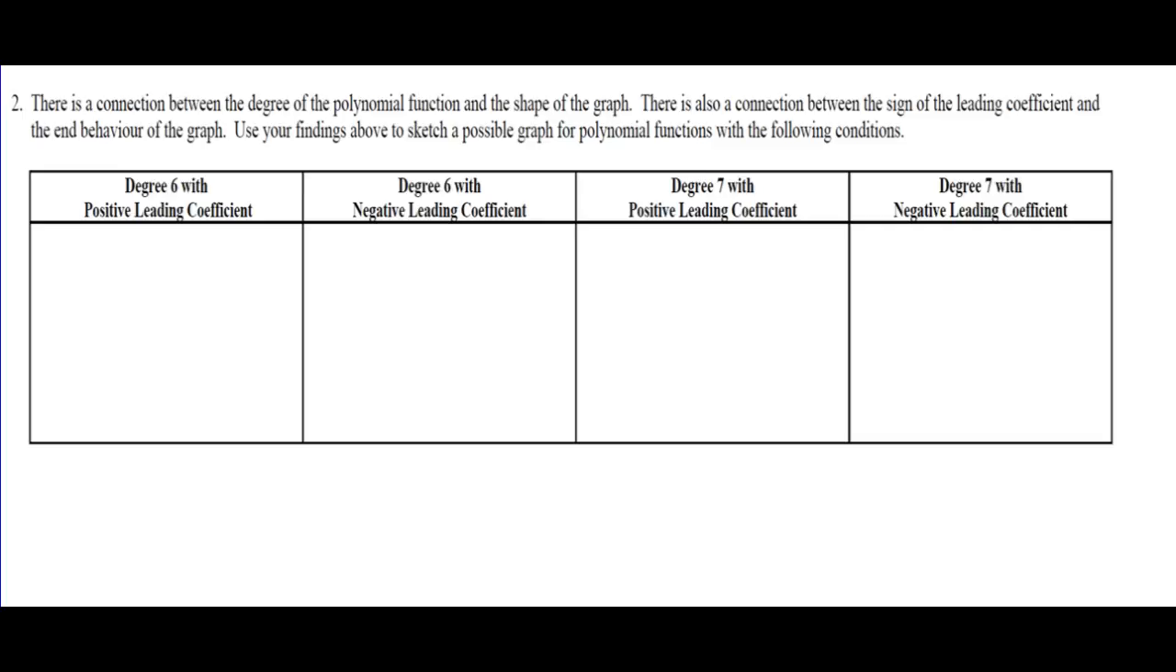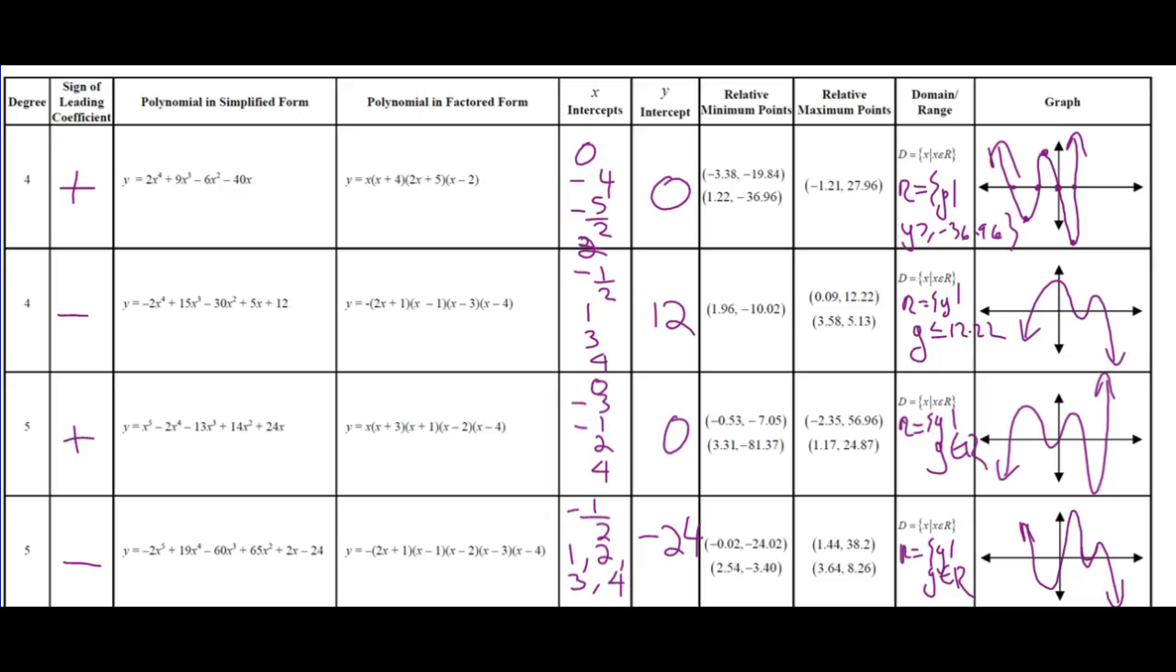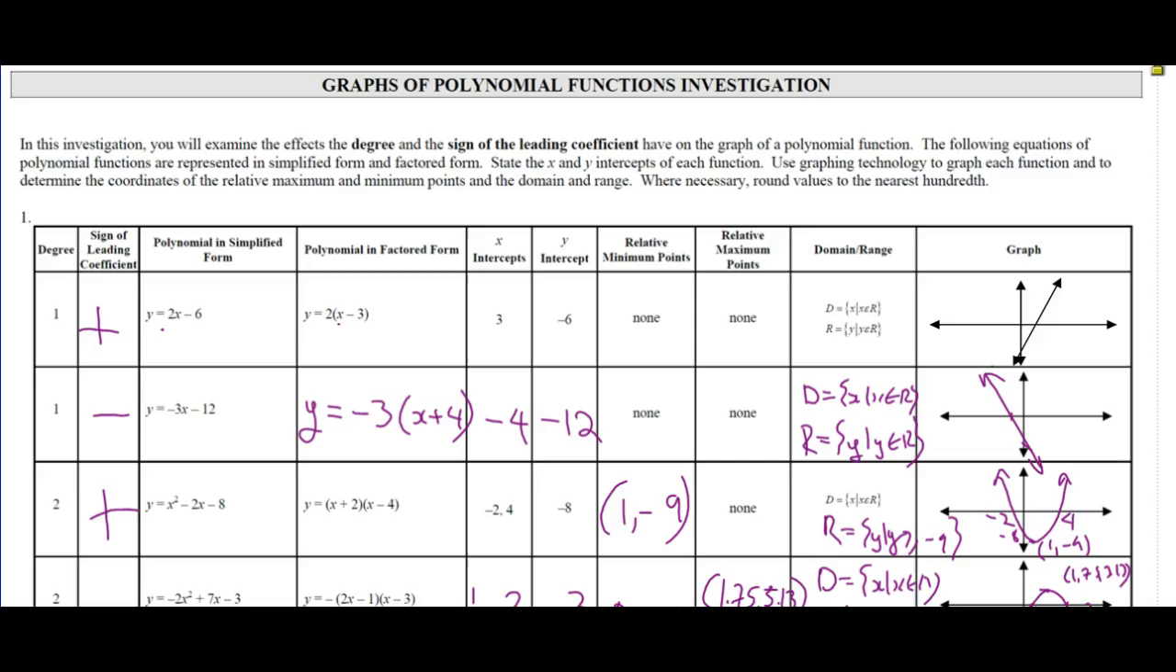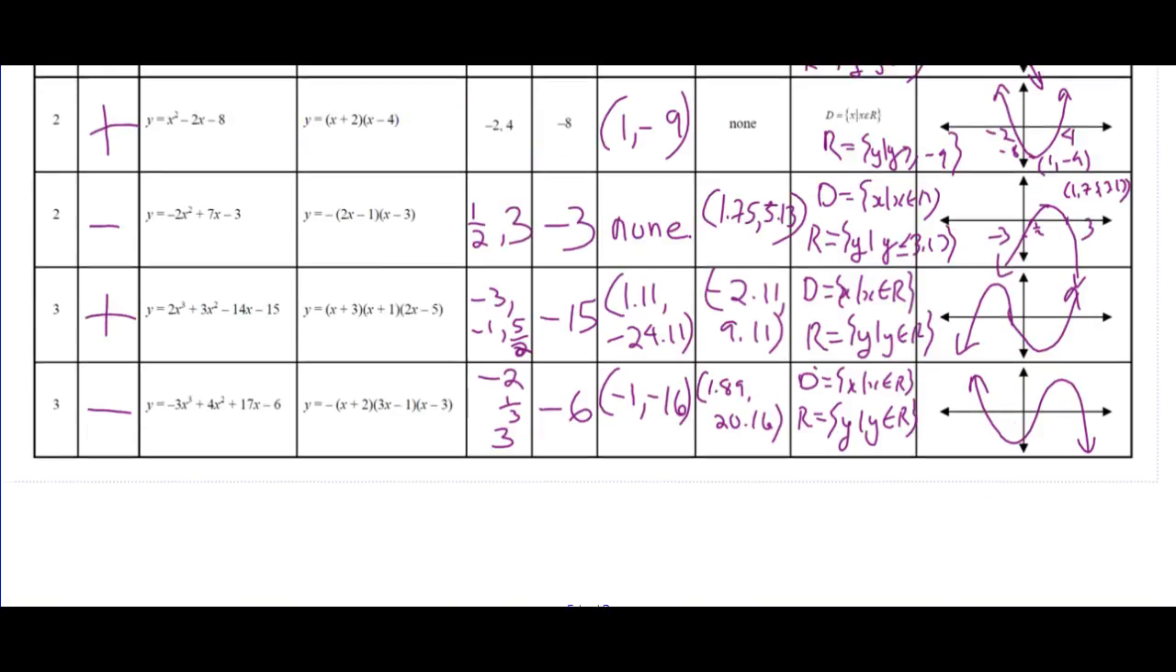Use your findings above to sketch a possible graph. So I will let you do that on your own. I give you permission to do this on your own, right? And then you can check it with the calculator. Okay, but keep in mind some stuff, which is, we were looking at degree 3s. They look like this, right? But y equals x cubed looks like this.